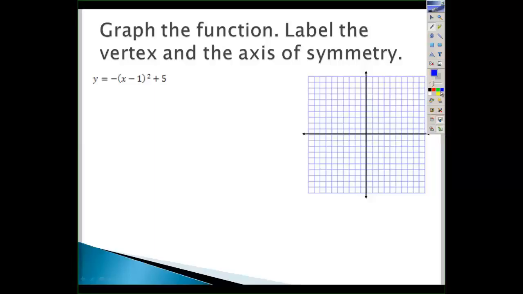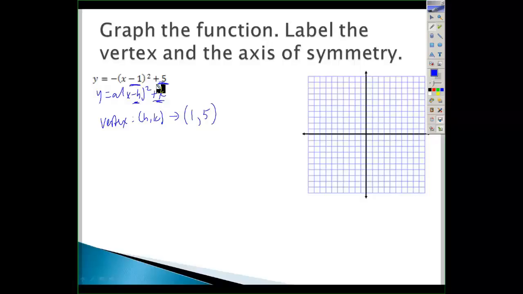Let's look at another one here. Same structure, same idea. y equals a(x minus h) squared plus k. (h, k) is my vertex. So I'm going to say it's at (1, 5). Now remember, h is the opposite, and k is exactly what you think it is. So I'm going to start there at (1, 5). I'm going to draw not only my vertex, but my axis of symmetry. Label it axis of symmetry so I don't get confused. That's not part of my graph. It's just a reference point.